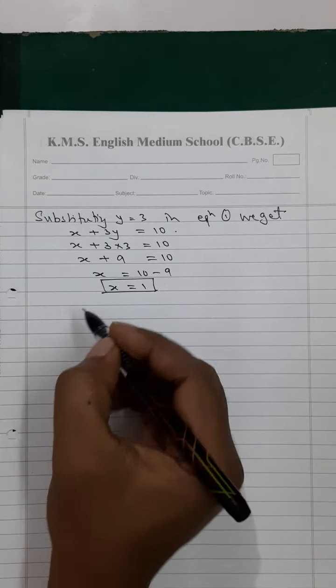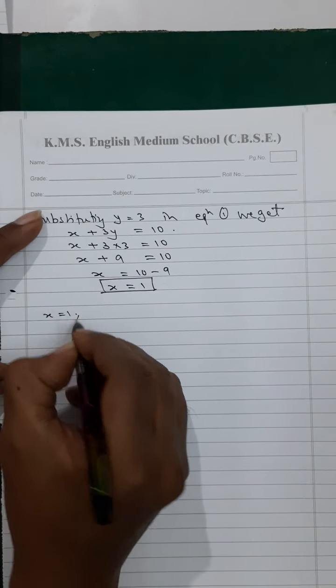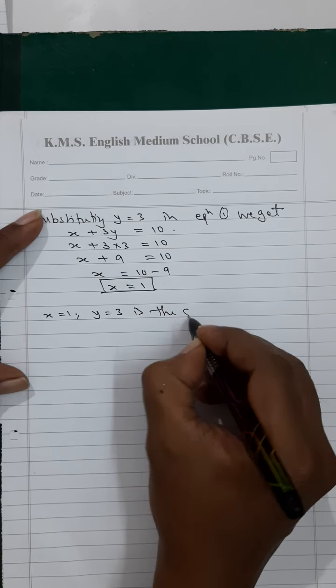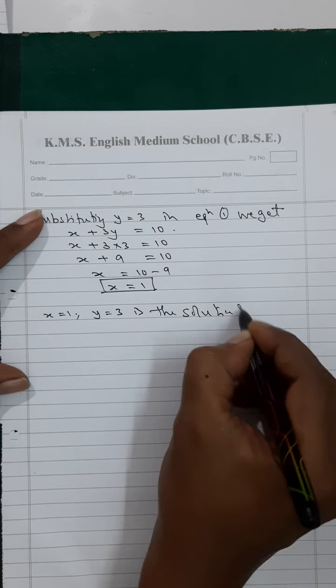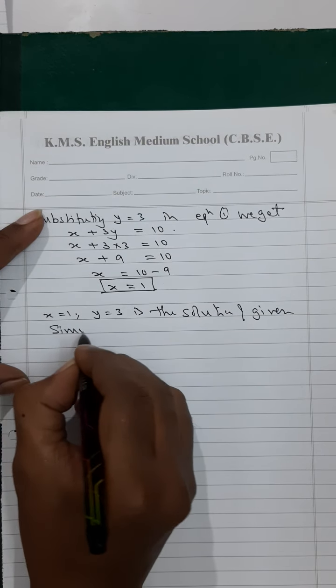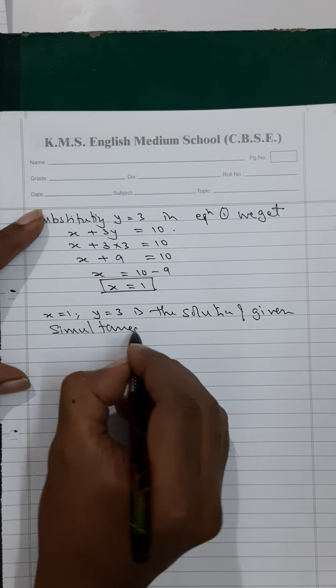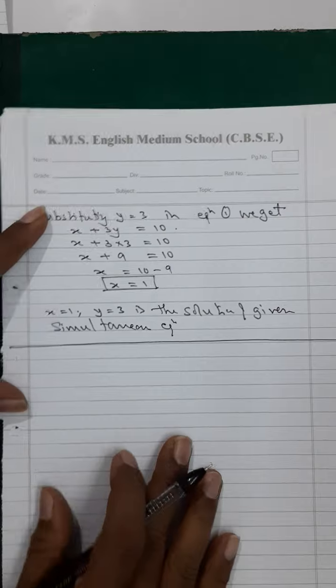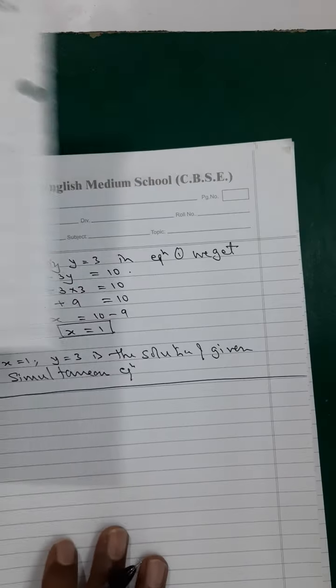So this way we have got the values of x and y. So you write x is equal to 1, y is equal to 3 is the solution of the given simultaneous equations. Fine. Second, definitely see these are the questions.